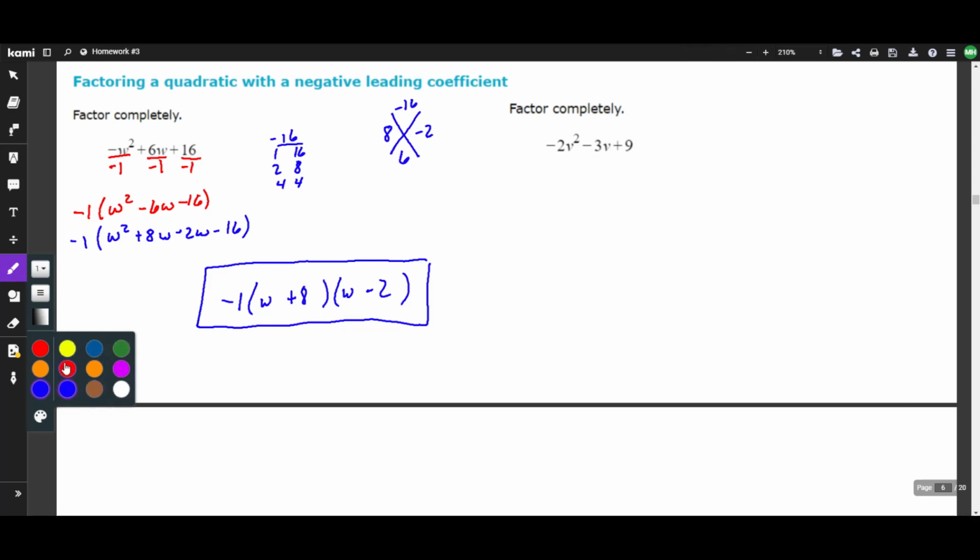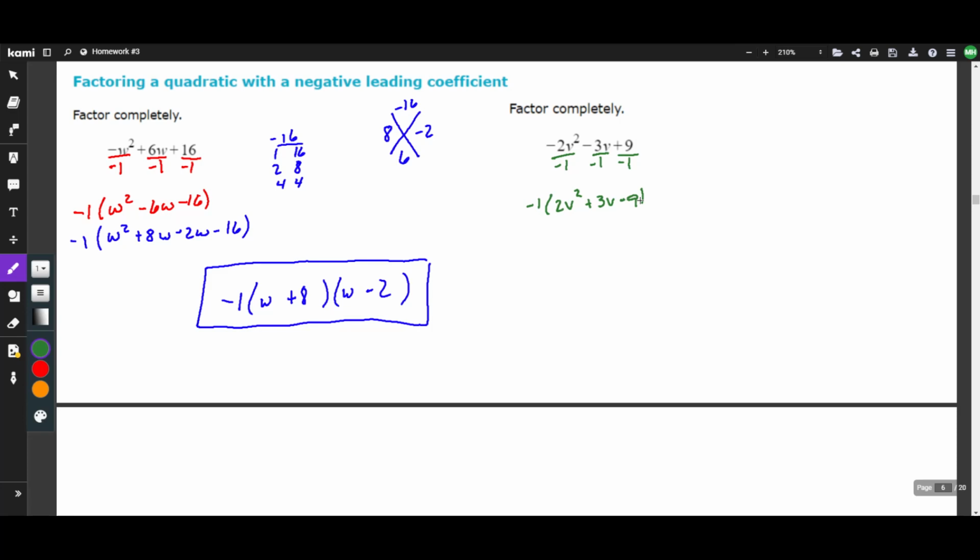The next problem that we're looking at with this, I still have a leading with a negative, so I'm going to take out that negative to start with. Look to see if there's anything else I can pull out for that GCF. I have a 2, a 3, and a 9. Nothing goes into both of those because 9 is not even. They don't have V's, so I can actually only take out that -1 again here. And that will leave me with -1 parenthesis 2V squared plus 3V minus 9.